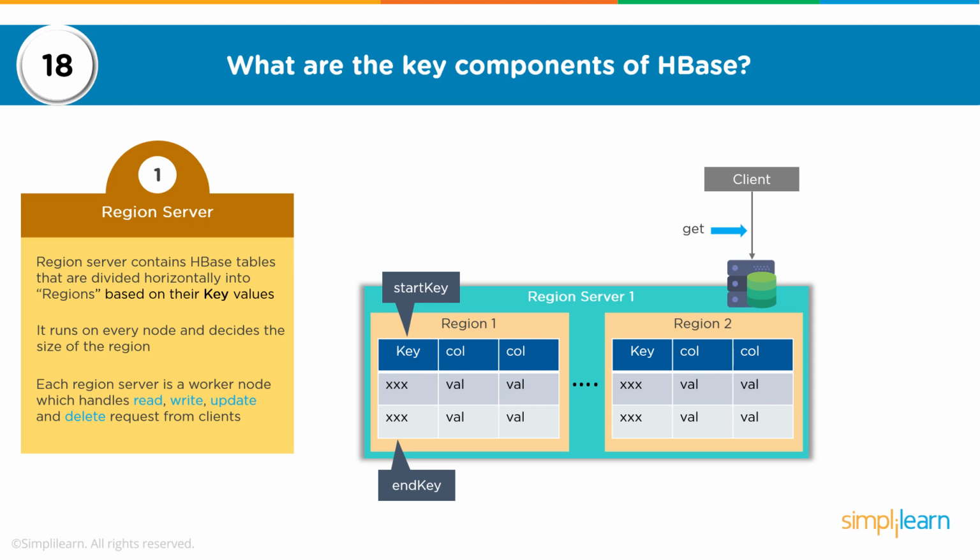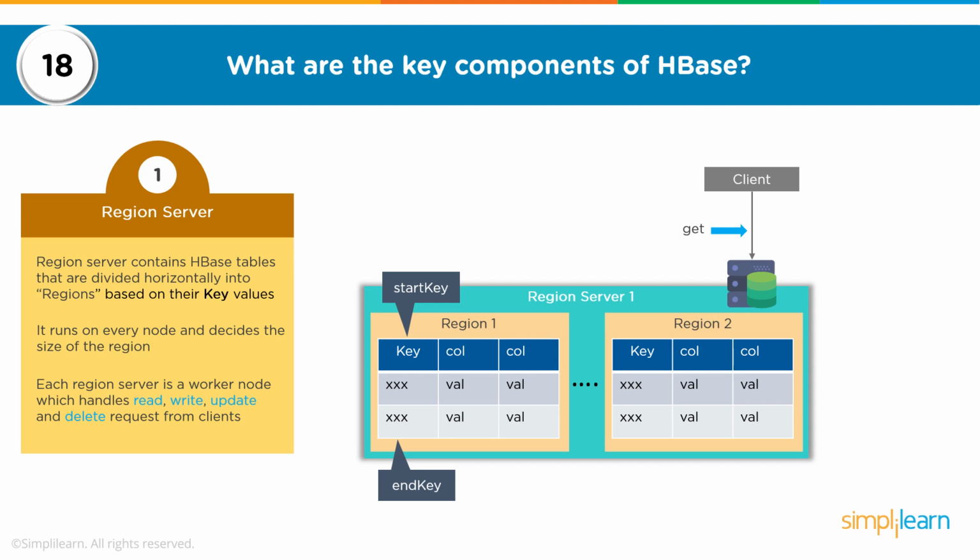So what does this region server contain? So region server contains HBase tables that are divided horizontally into regions. Or you could say group of rows is called regions. So in HBase, you have 2 aspects. One is group of columns, which is called column family, and one is group of rows, which is called regions.